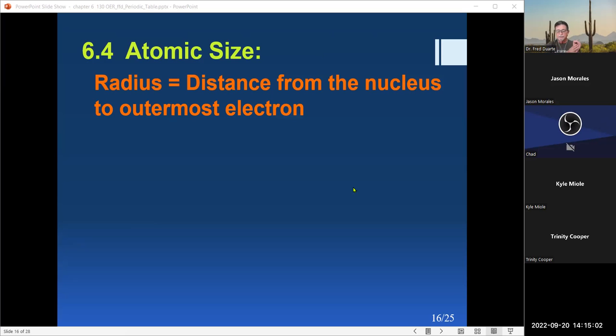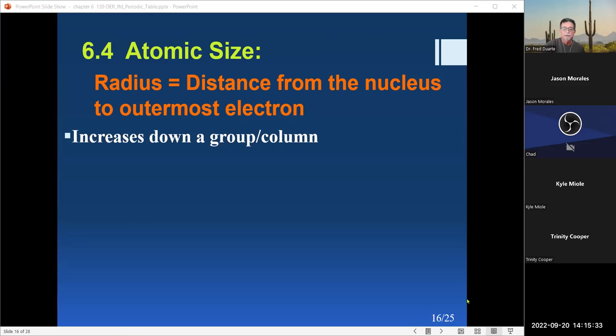Now, the radius, atomic size, that is the distance from the nucleus to the outermost electron. So as we go down the periodic table, it makes sense, doesn't it, that we go to a different energy level, the first energy level to the second, it's a bigger diameter. So obviously the elements going down the periodic table get bigger. Okay. So I can use the periodic table to make predictions.